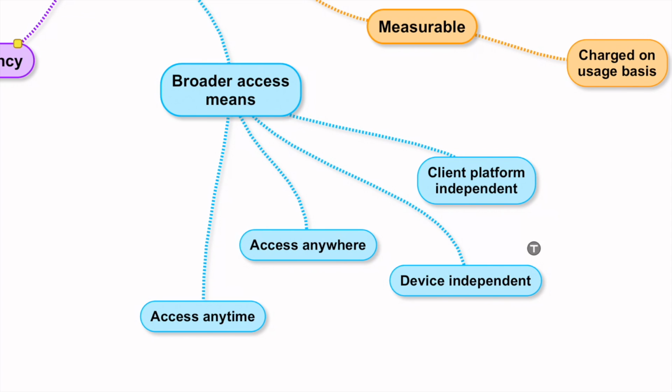It's of course device independent. So you might have a service like Office 365, which is accessible on iOS, it's accessible on Mac, it is accessible on Windows, it's even accessible on Linux. So it is device as well as client platform independent. It is accessible from anywhere.